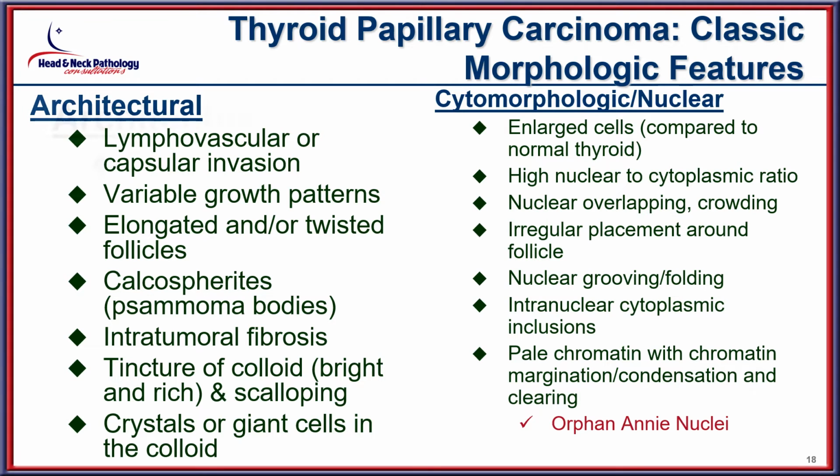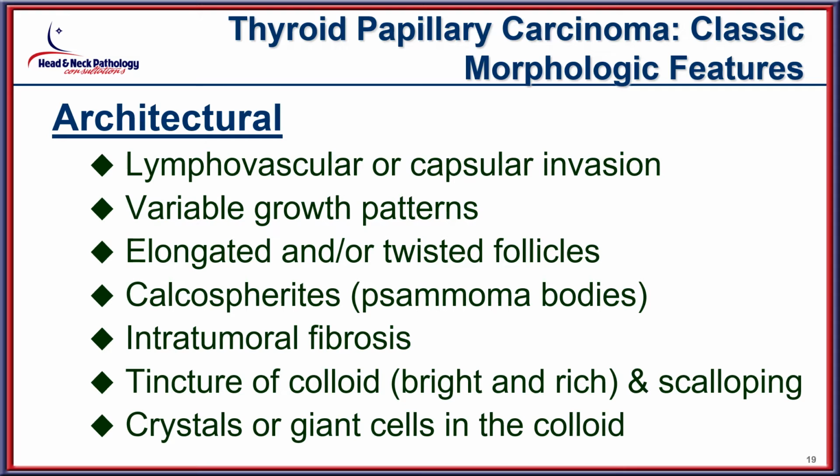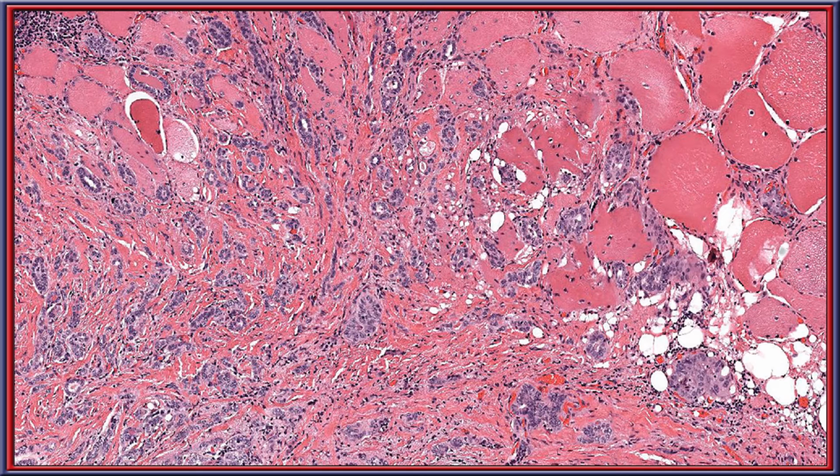So let us start off initially with the architectural features, and you can see that these are ones that we normally consider: lymphovascular or capsular invasion, a wide variety of variable growth patterns, elongated and twisted follicles, calcospheroids, intratumoral fibrosis, the tincture of the quality or the brightness and scalloping, and then sometimes crystalloids or giant cells present within the colloid. So when I think about these particular features, let's just look at a few of them now histologically to get a better feel for them.